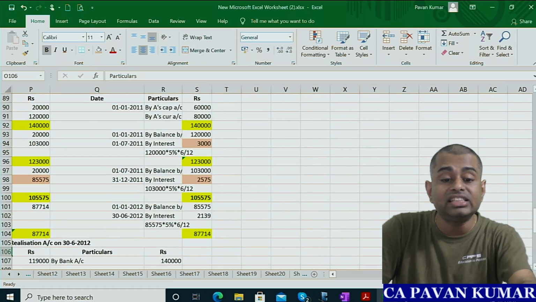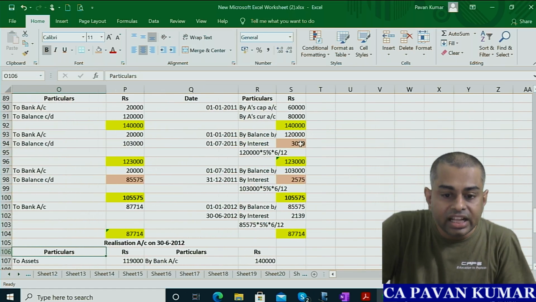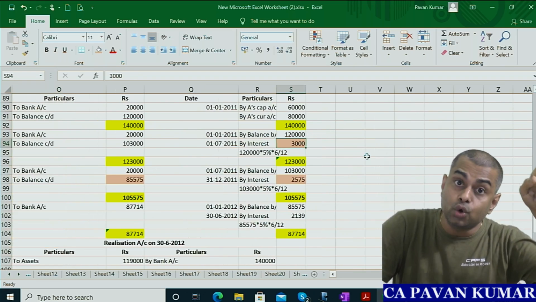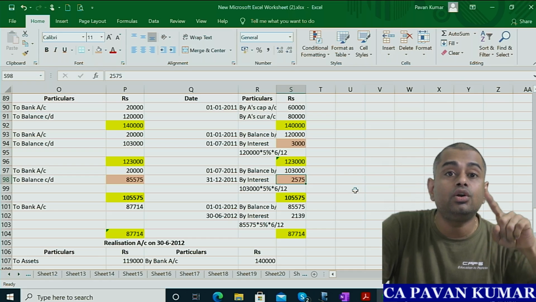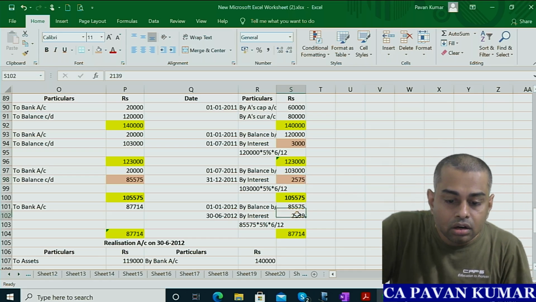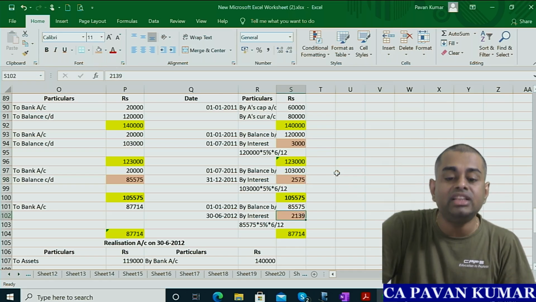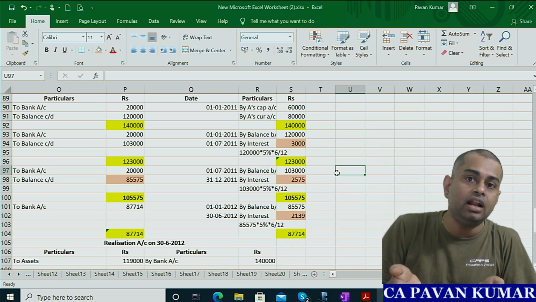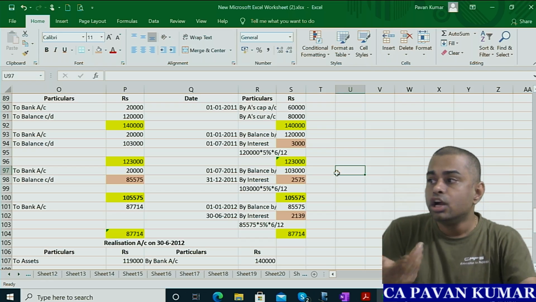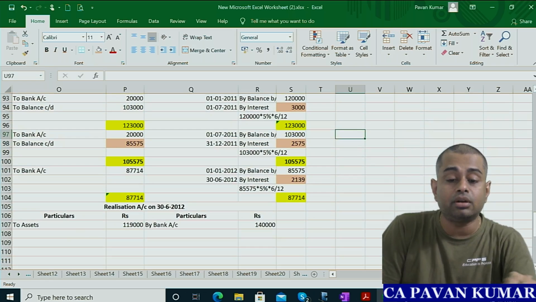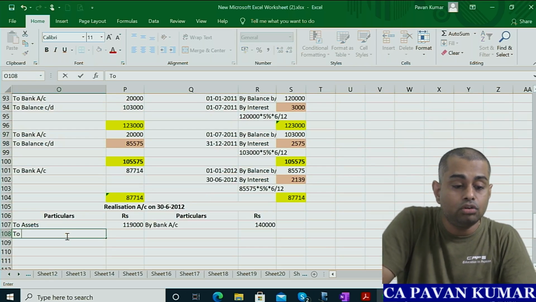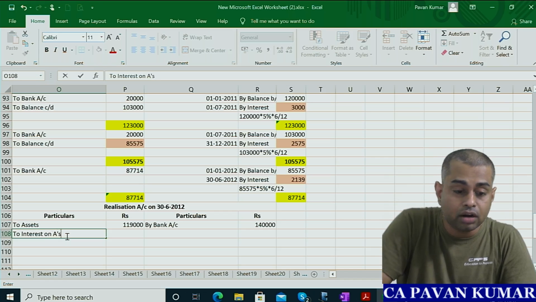What about the remaining 6 months? Now look, 3,000 interest we have taken to 2011 P&L. 2575 we have taken to 2011 P&L. Who will bear this 2139? Current year P&L. Because you are selling the business, you are not preparing current year P&L. So this 2139 you will write in realization account, to interest on A's executors account.